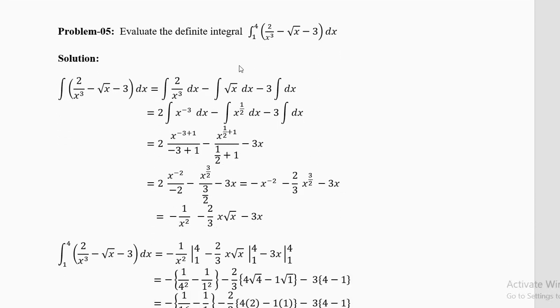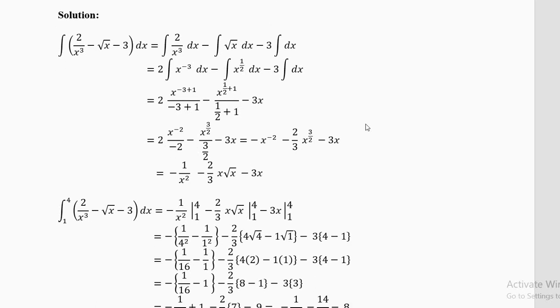Problem 5. Evaluate the definite integral from 1 to 4 of 2 over x cube minus square root of x minus 3 dx. This question is no different from the last one except that the numbers and the powers are changing. In the first case, the power is minus 3. In the second, it is power half. And in the third one, it is power 0, the number alone. Separate them all, three of them, write the correct power. 2 into integration of x power minus 3 minus integration of x power half minus 3 times 1 dx. This one is not written here, but you can keep it in your mind.